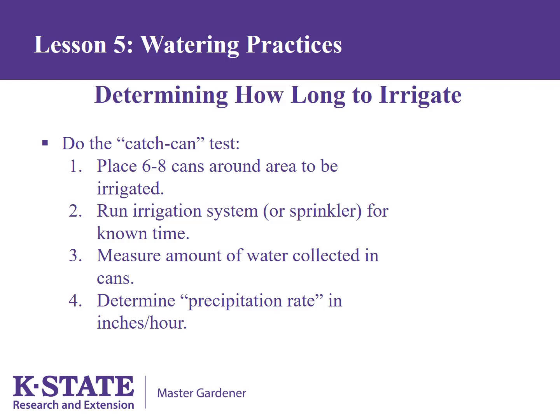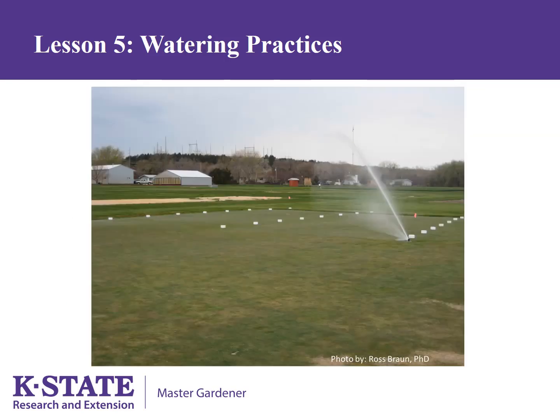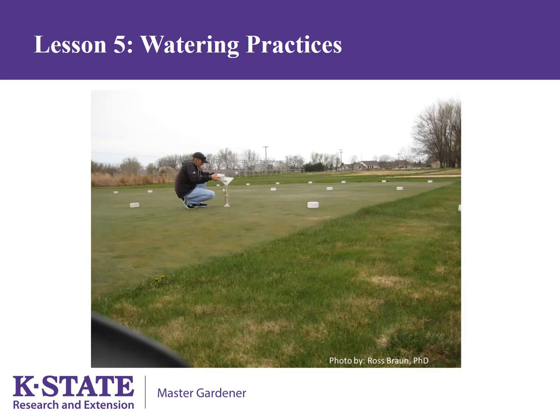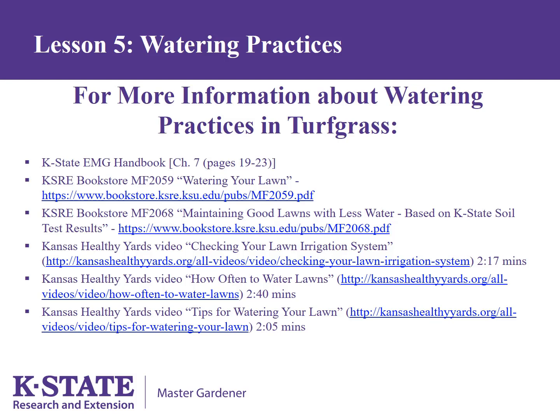This is more of what's called an irrigation audit that gives you distribution uniformity along with precipitation rates. And this is kind of what it looks like. You set catch cans up, you turn the water on, and then you would measure the amount that's in each catch can. So that kind of includes the overall general watering practices for turfgrass.